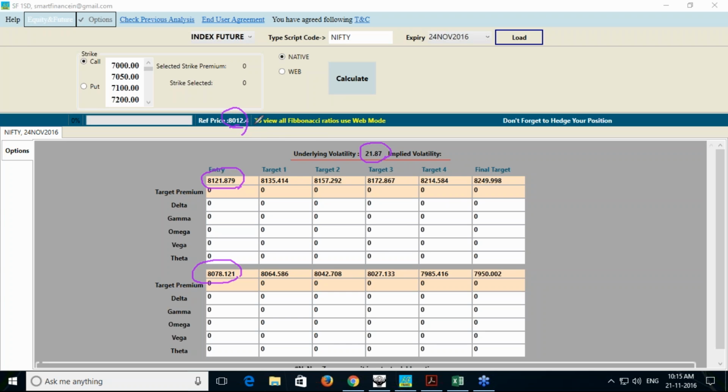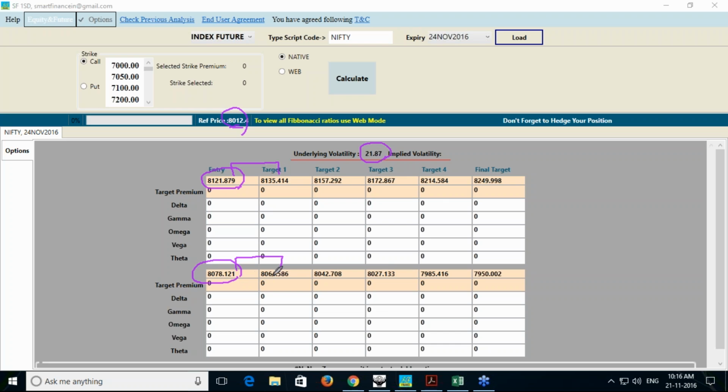8112 is the reference price. So if you are an option trader, if you are an option buyer, you have to buy a put option when the Nifty comes below 8078 or between 8078 to 8064 level. You can think of buying a put option. When the Nifty is in the 8,122 to 8135 range, you have to buy a call option.